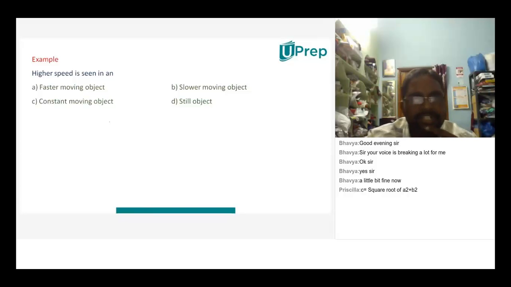Now higher speed is seen in, tell me what? Fast moving object, slower moving object, constant moving object, or still object? What will be your answer? Faster moving object. Very good. So faster moving object, option A, will be the answer.